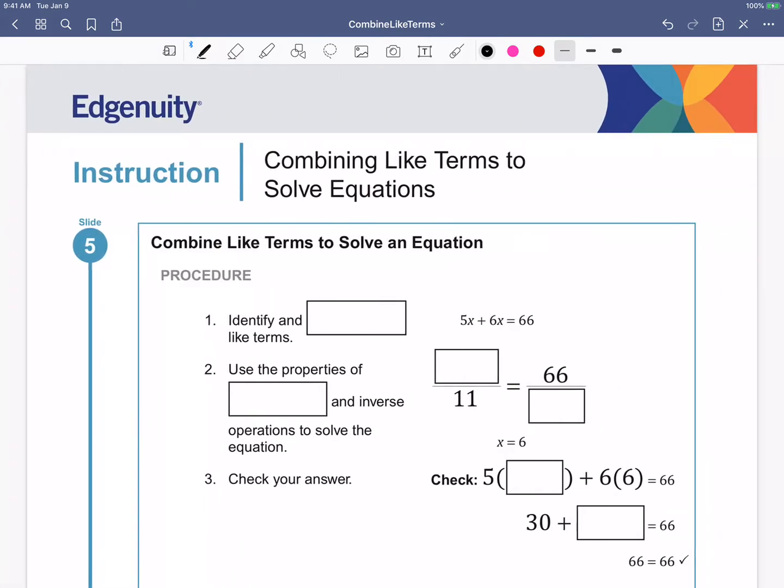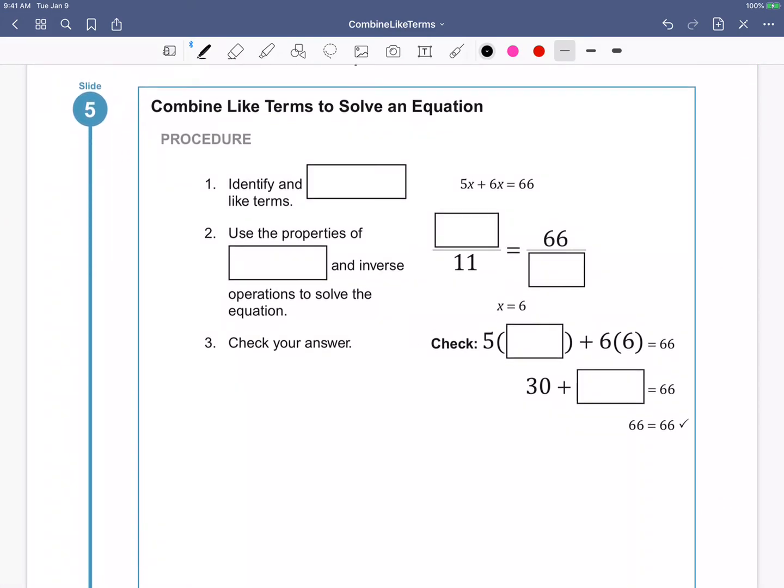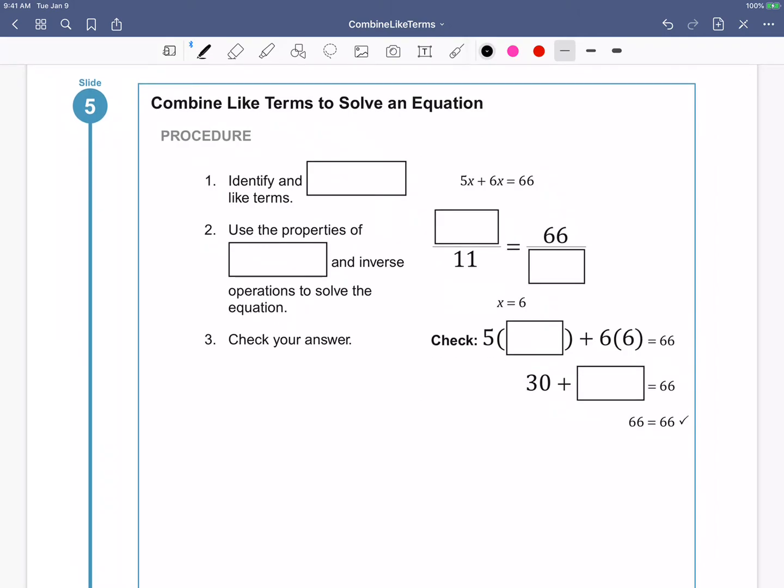Okay, so the next, we're going to combine like terms to solve an equation. So this should match what we were doing earlier today on Thursday, on Monday's Zoom meeting. So first step is identify and combine your like terms. Remember, I told you that was step 1. Combine your like terms, right? So the first thing is I'm going to go ahead and look at these. Both of them have x's. Both can be combined to 11x, right? And I'm going to write that in already.